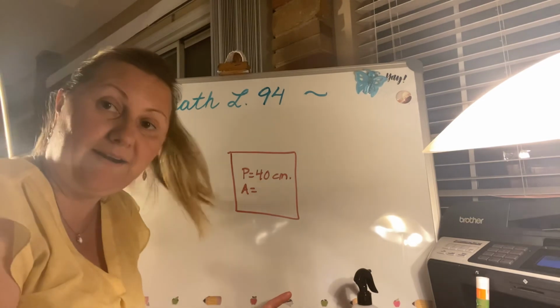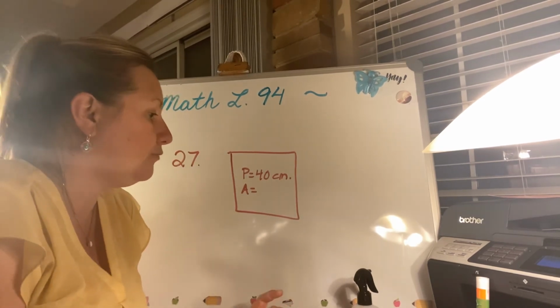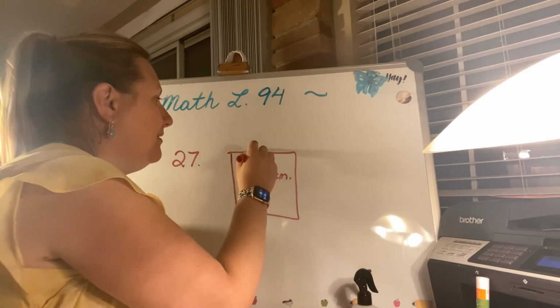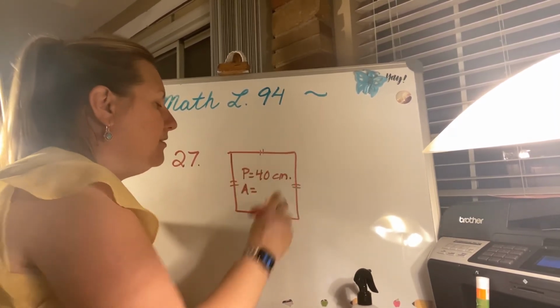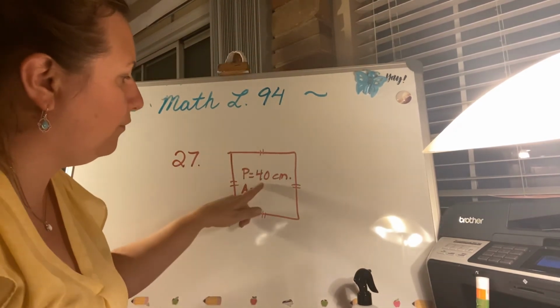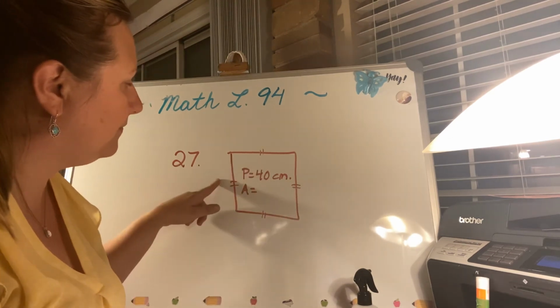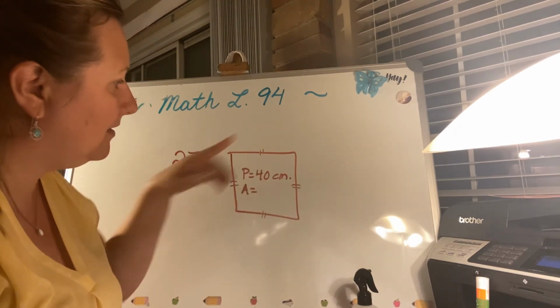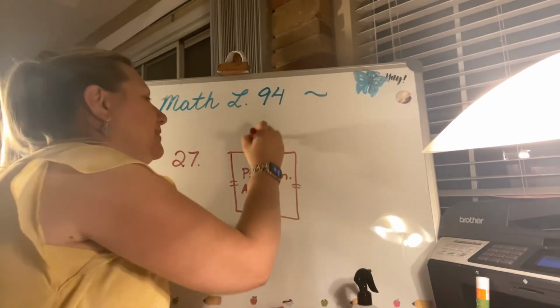But it's a square, which is a regular rectangle. It means that this is the same as this and this and this. They're all the same. So what number would it have to be where it adds up to 40 centimeters? What would these each have to be? Could they be 5s? 5, 10, 15, 20? No. It would have to be 10s.